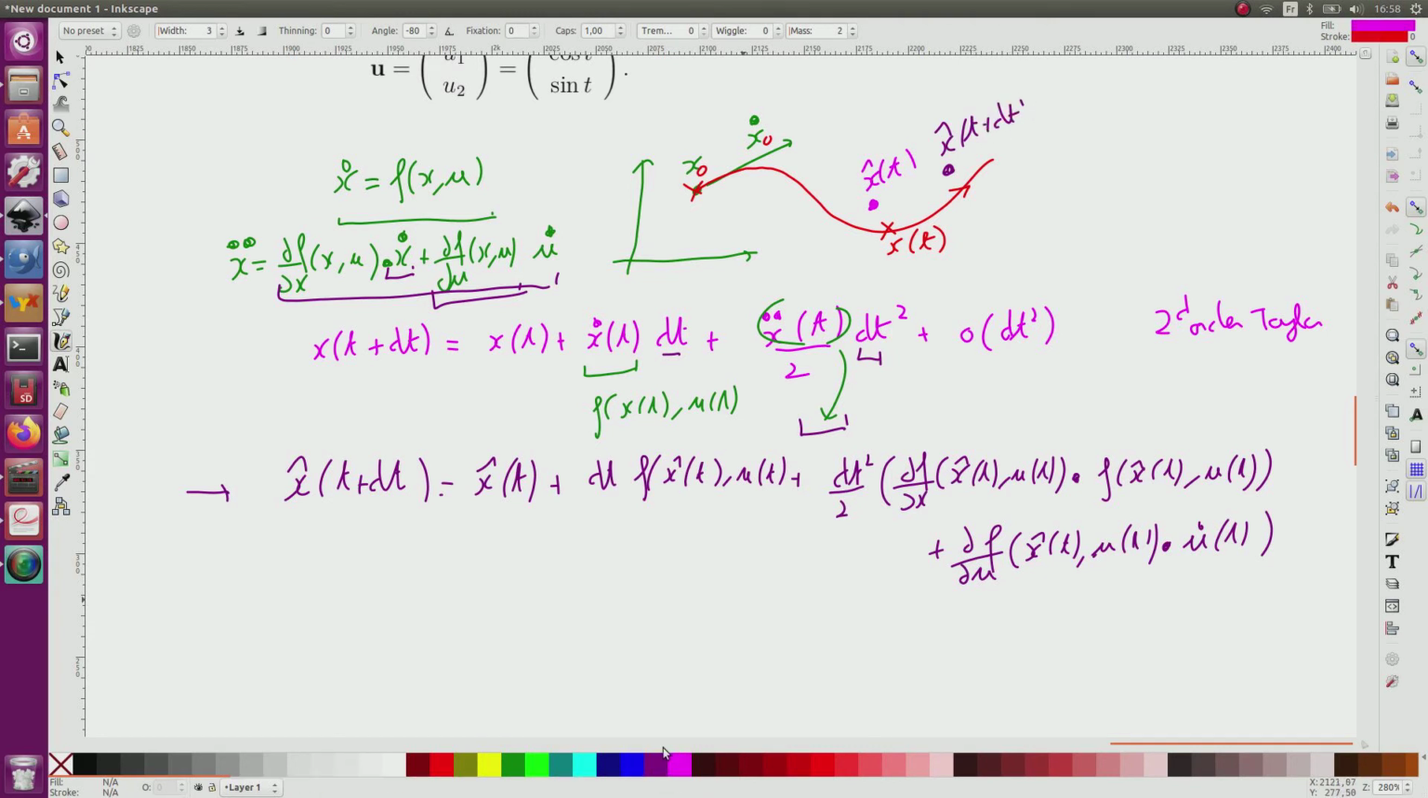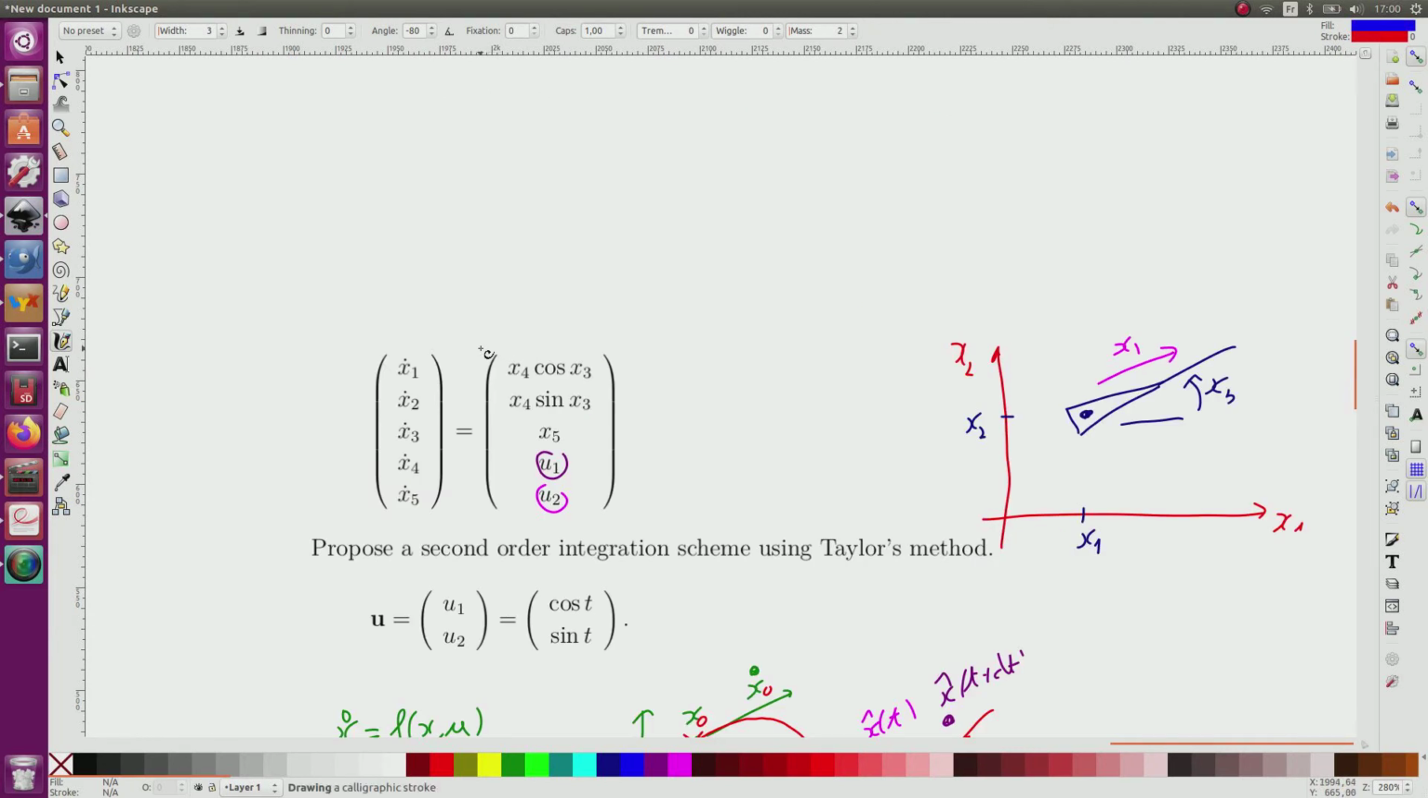For this, I need to know this one, f of x hat at time t, but I also need to know u of t and the derivative of u of t. So for this, I need to have an analytical expression for u. In my situation, here it corresponds to f of x and u. I need to have the second derivative to use in my Taylor expansion.